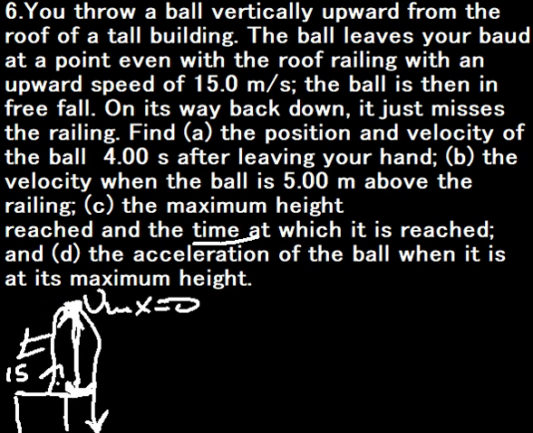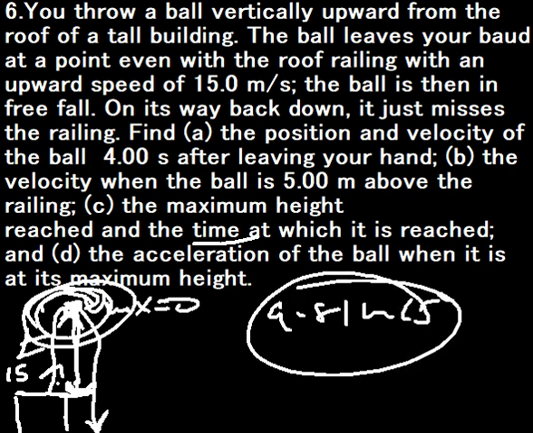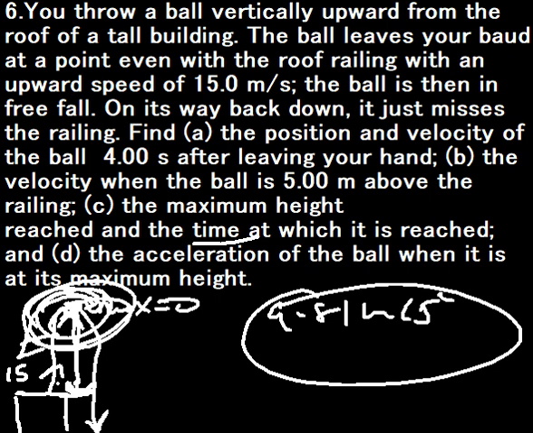And the acceleration of the ball when it reaches its maximum height. What is the acceleration here? The velocity is given as 0, so it means at this point the object is momentarily at rest. But the acceleration is given as 9.81, not 0. Although velocity is 0 here, the acceleration is actually not 0.